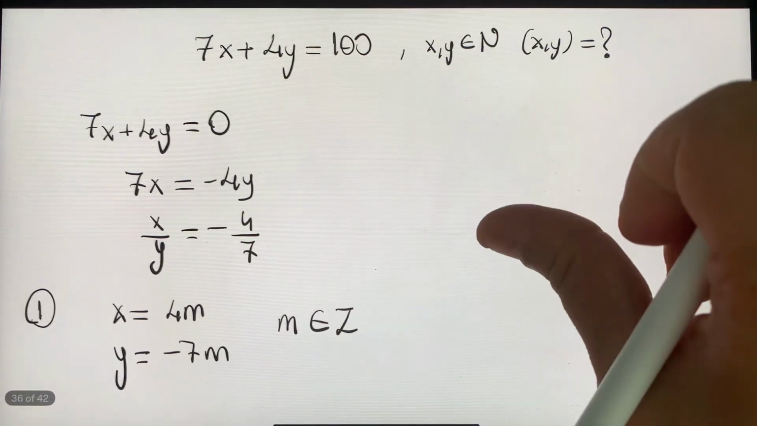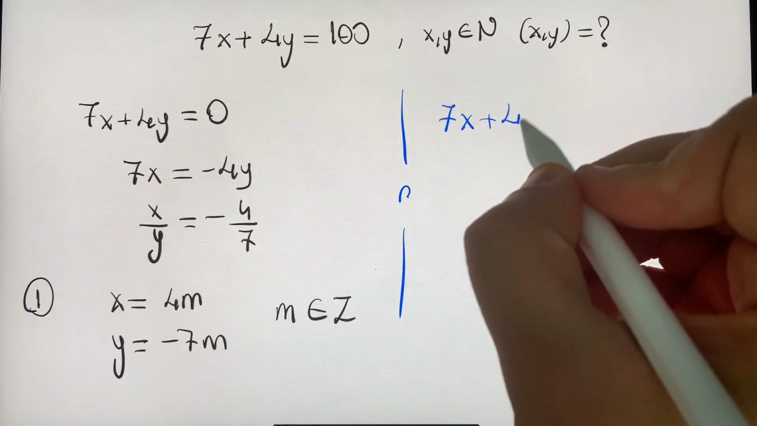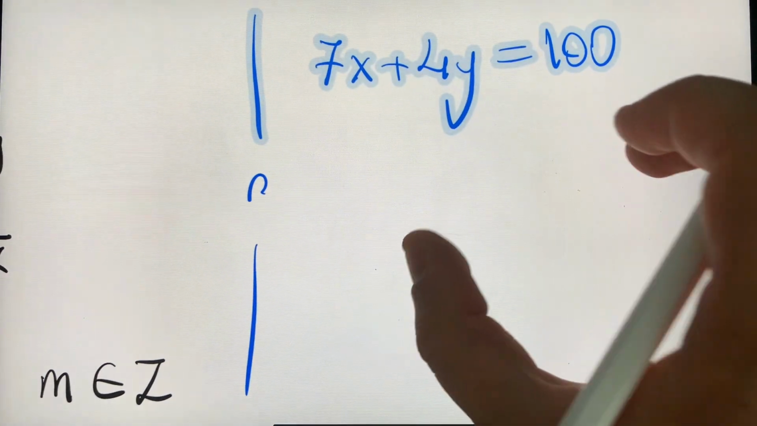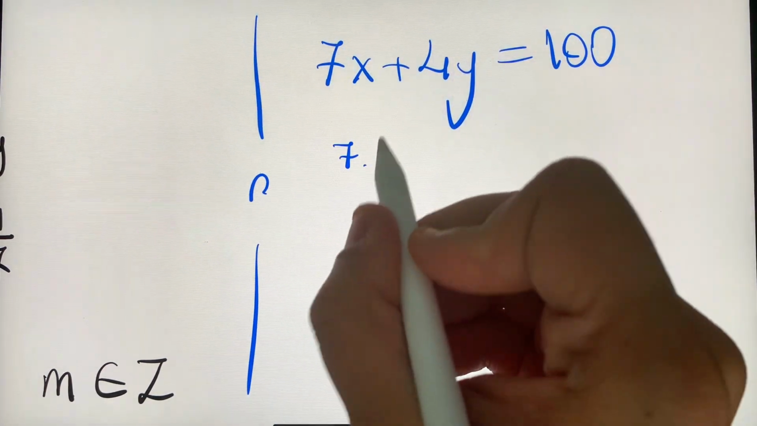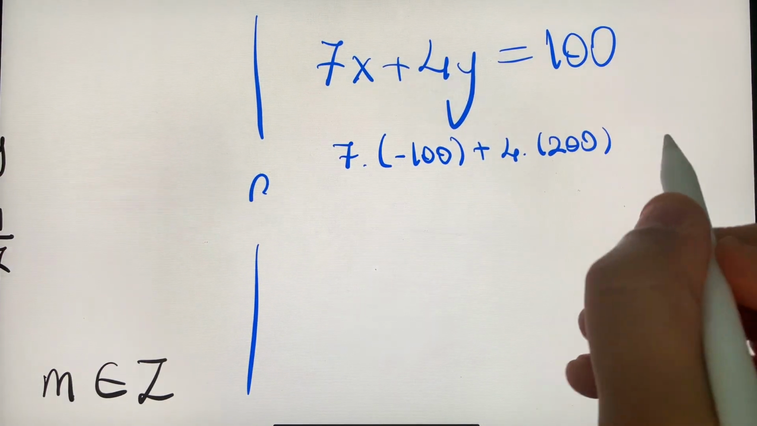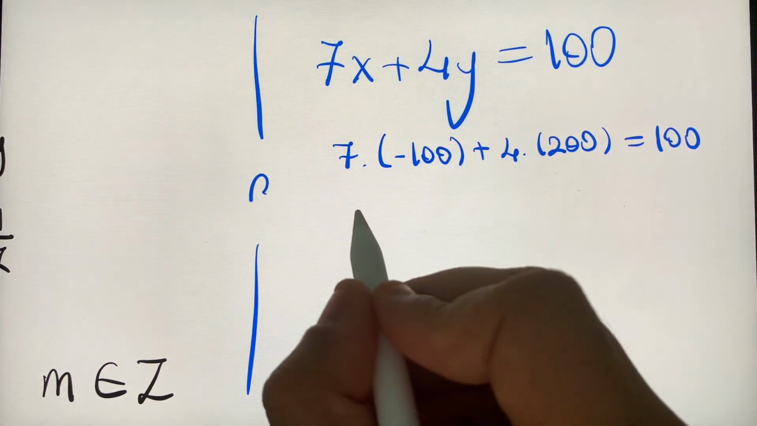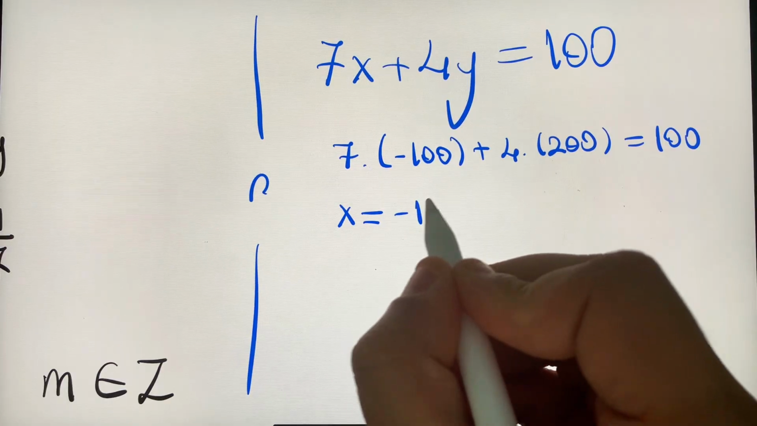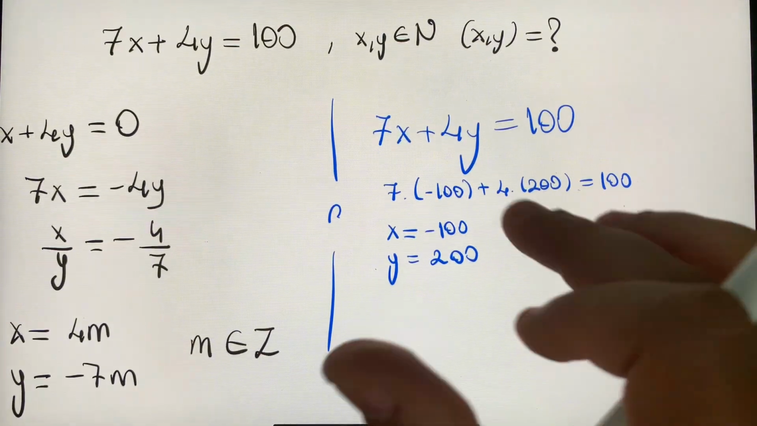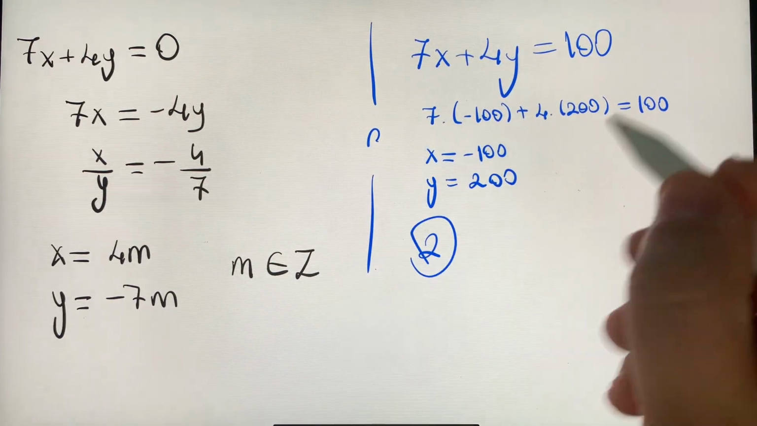Now our second equation. I will continue with the part given in the question. 7 times x plus 4 times y is equal to 100. I'll think of any arbitrary numbers that satisfy this. For example, 7 times minus 100 plus 4 times 200. When we calculate that, it is equal to 100. Look what I did here: I got x as negative 100 and y as 200. But what did the question tell me? At first, it said that x and y are natural numbers. This is our second equation, guys.